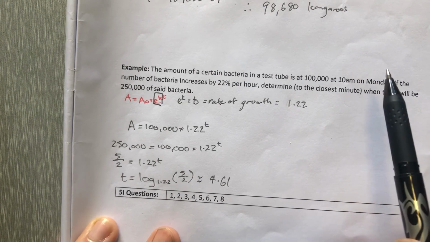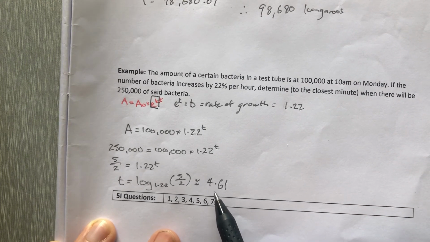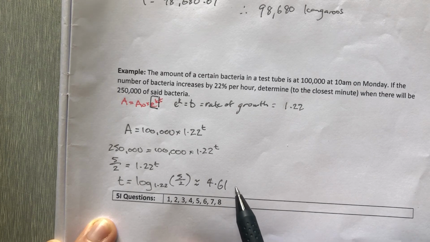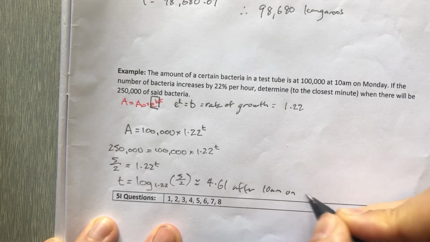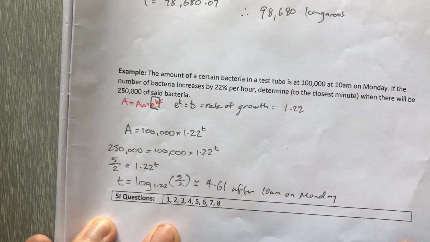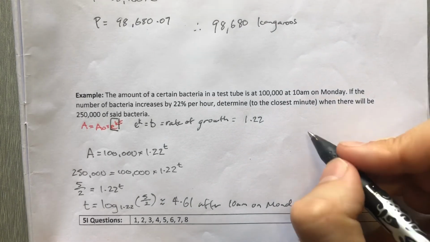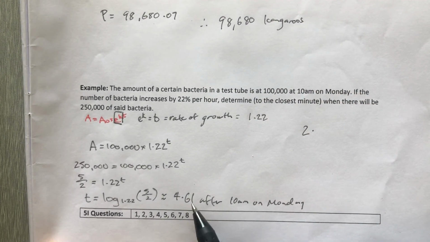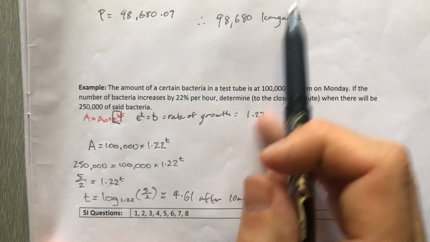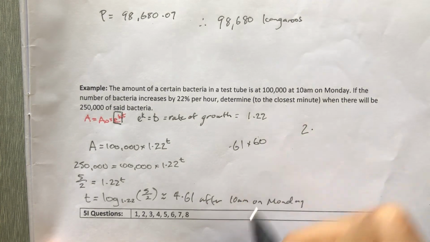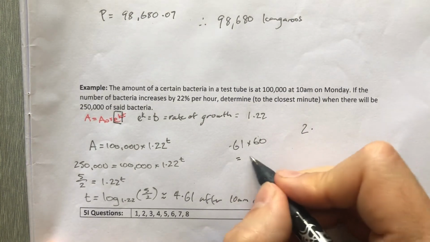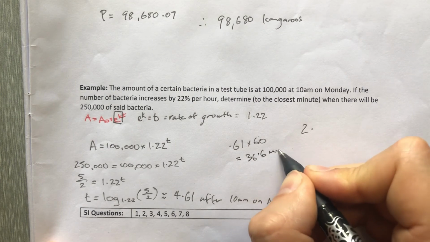We want to know what that time is. So 4 hours after 10 a.m. is 2 p.m. So it's going to be 2 something, but we've also got 0.61 hours. We want to change that into minutes. So we want 0.61 times how many minutes there are in an hour. So 0.61 times 60, and that's going to give you 36.6 minutes.